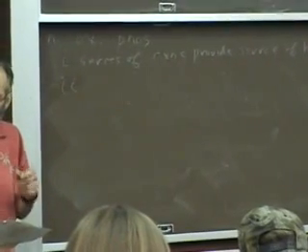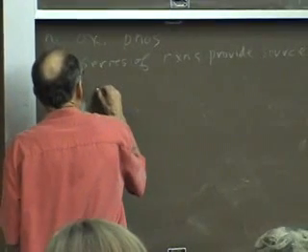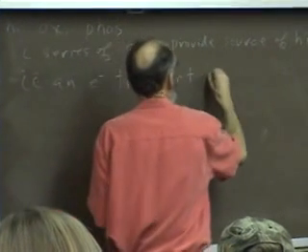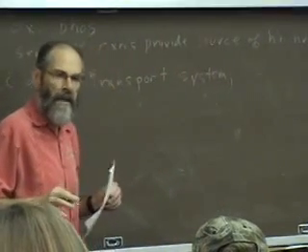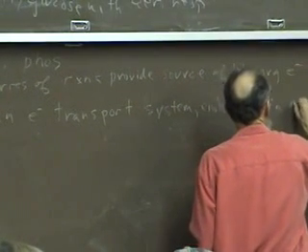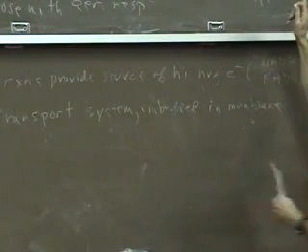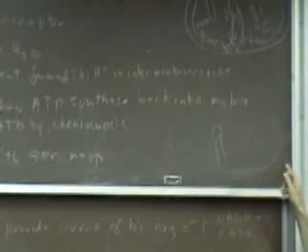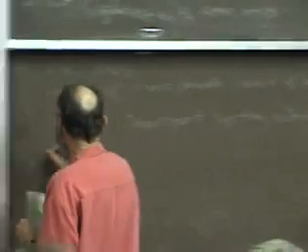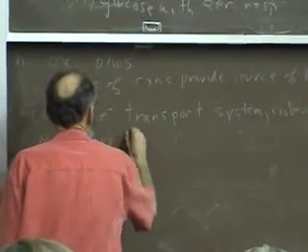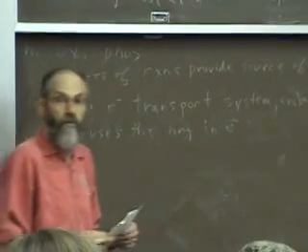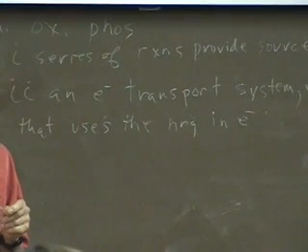Now, the second part of oxidative phosphorylation will involve an electron transport system, which happens to be embedded in a membrane. My picture in the upper right-hand corner, right? The ETC that's embedded in the membrane, that's what we're talking about here. And this electron transport system is going to use the energy in the electrons to create a proton gradient.